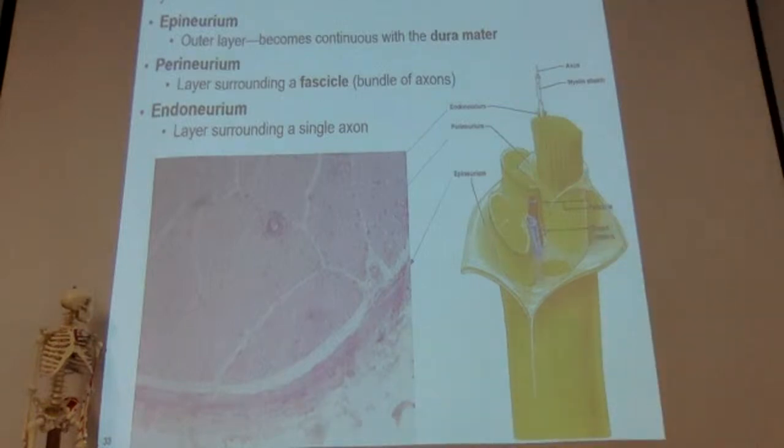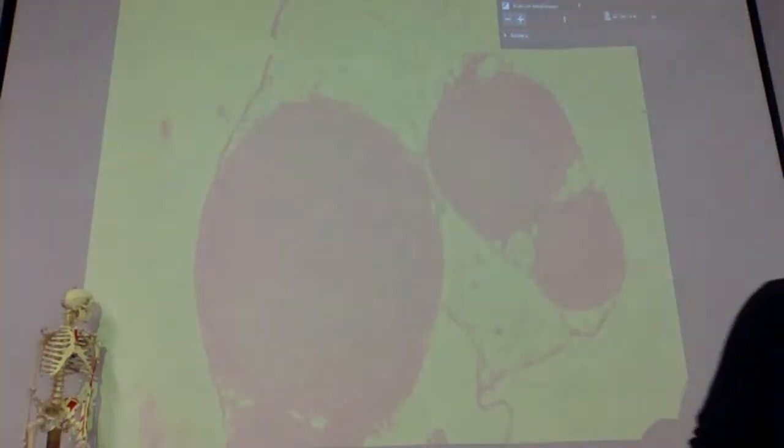Oh, let me show you that on our actual histology. Peripheral nerve 59. Okay, I want to show you one example here. How well can you see this? Not that well. Hold on. Any better?